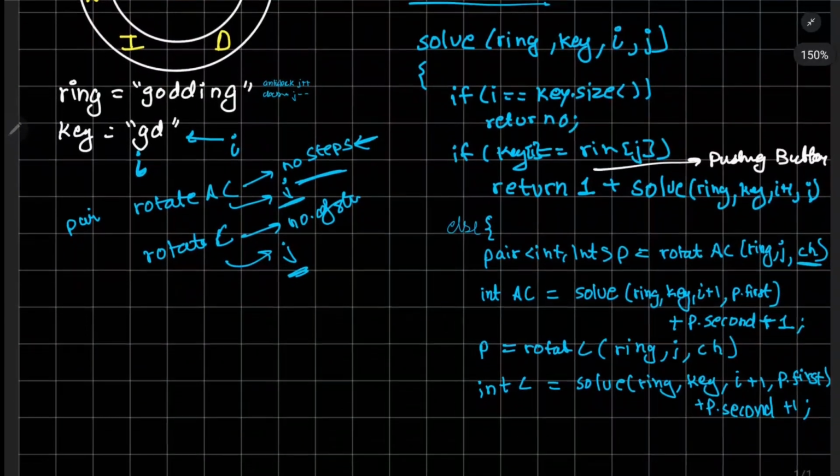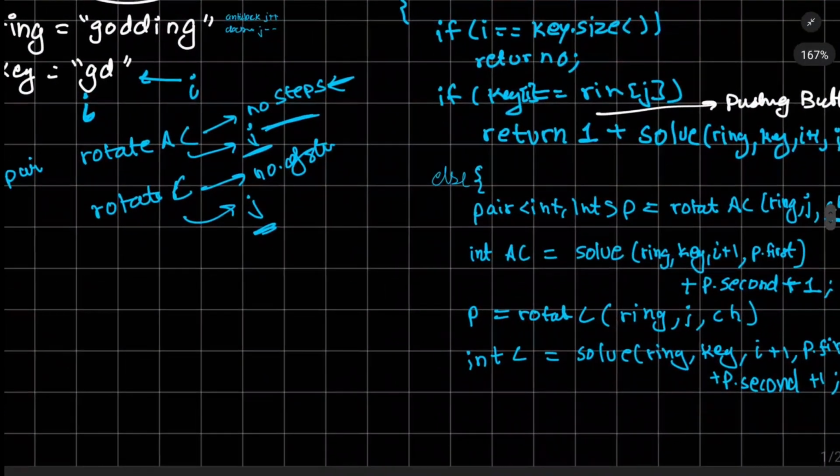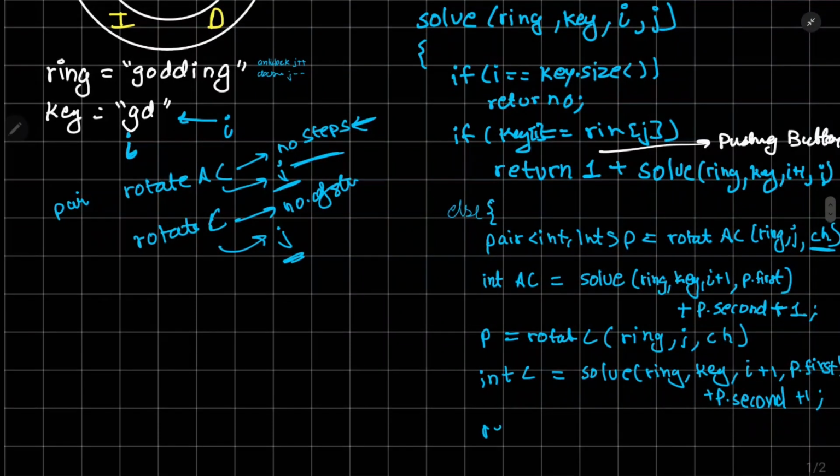Okay, so this is what our solve function will look like, and in the end what we will do is we will return the minimum of our anti-clockwise and clockwise. Okay, so this will be our else part. So now the code is complete, but this recursive function will give us TLE. Okay, this will give us TLE, so we will have to employ DP here.